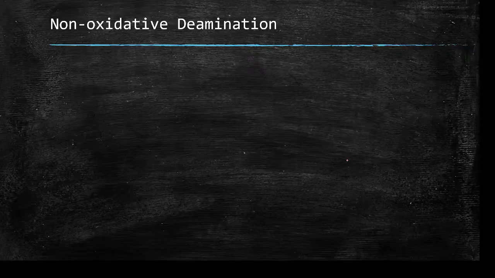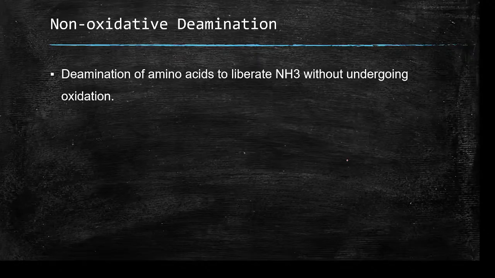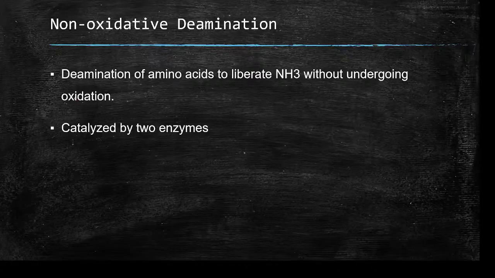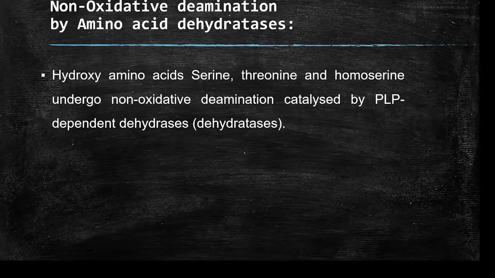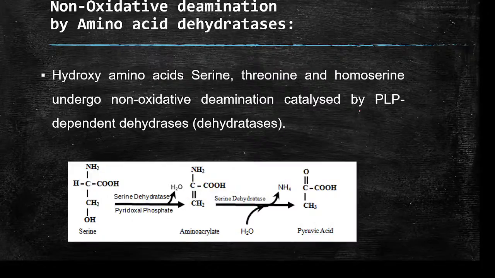Okay, so non-oxidative deamination. Deamination of amino acids to liberate ammonia without undergoing oxidation is called non-oxidative deamination. So this is catalyzed by two enzymes, dehydratases and desulfurases. So hydroxyamino acids like serine, threonine, homoserine undergo non-oxidative deamination catalyzed by PLP dependent dehydratases.